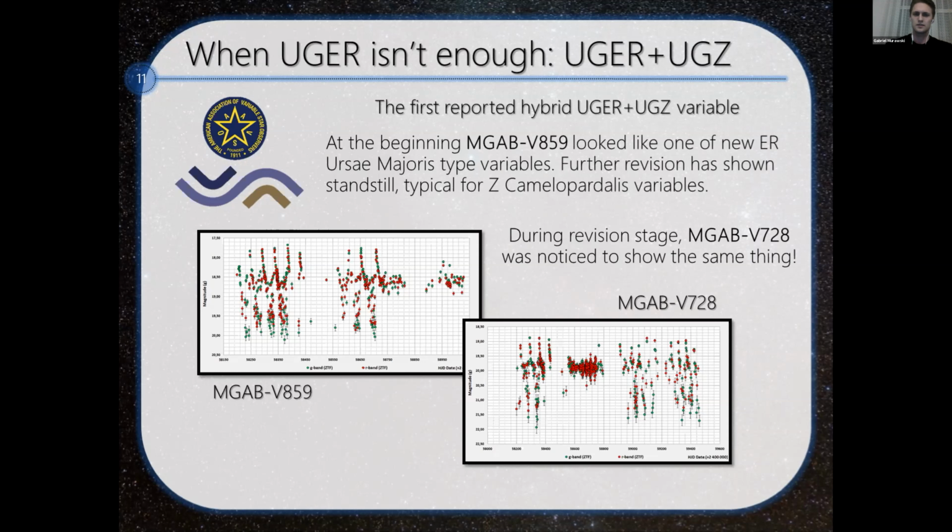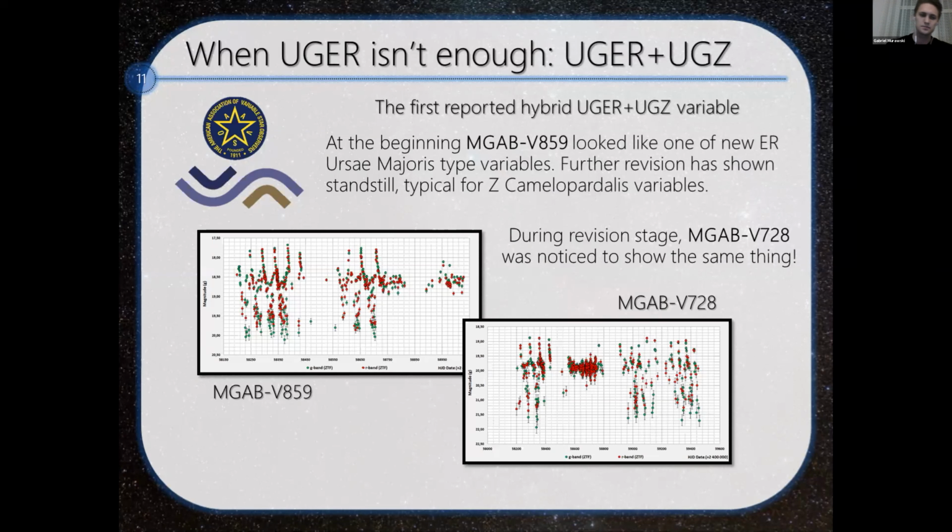The first variable star here is MGAB V859. It is the first variable that is actually a hybrid of U Ursae Majoris and Z Camelopardalis variable star types. It is the first actually known. Soon after that, Professor Taichi Kato found another similar star from ZTF, and there were two such cases already known. But from my recent analysis, MGAB 702-8 showed the same thing. So we actually know only 3 such cases for now.